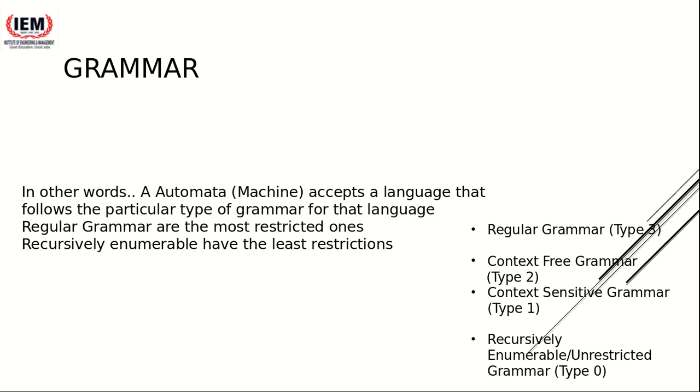So for regular language, we have regular grammar, or very commonly known as type 3 grammar. For context free language, we have context free grammar, very commonly known as type 2 grammar. For context sensitive language, we have context sensitive grammar, and for recursively enumerable language, we have recursively enumerable or unrestricted grammar or type 0 grammar. So in a nutshell, I can say that an automata or machine accepts a language that follows the particular type of grammar for that language, right?